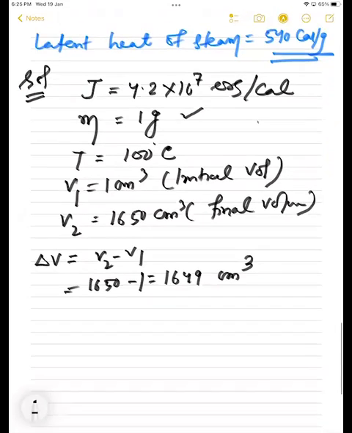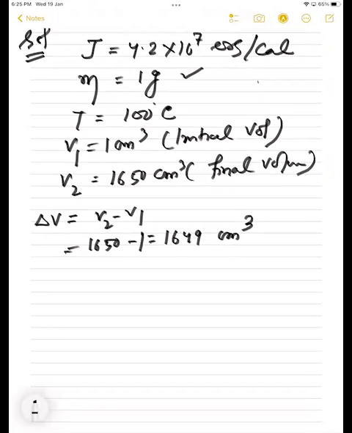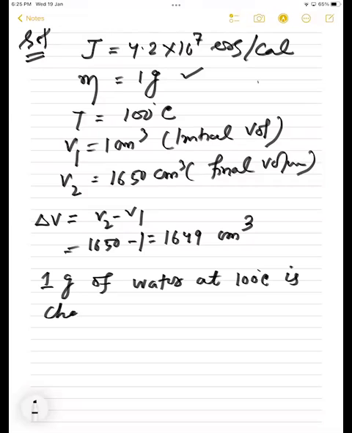Students, here when 1 gram of water at 100 degrees centigrade is converted to steam at 100 degrees, how much heat is required? We want to change the state now. That is latent heat of vaporization, right? 540 calorie per gram. 1 gram of water at 100 degrees centigrade is changed to steam at 100 degrees centigrade, correct? So that means, student, how much heat is supplied?